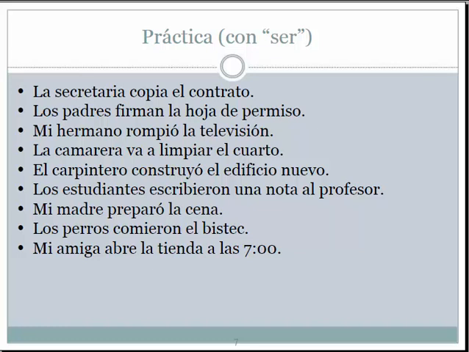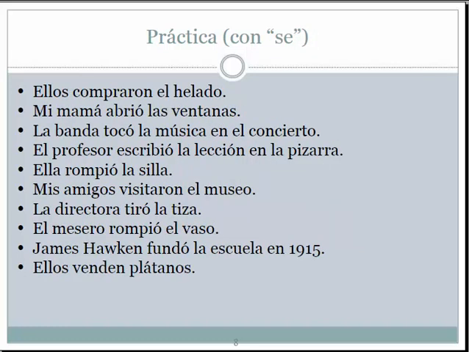Let's do one example of each. La secretaria copia el contrato. The correct answer would be el contrato fue copiado por la secretaria. Okay, you can do these on your own when you have time. Practica con se. Ellos compraron el helado. Se compró el helado. All right, passive voice.